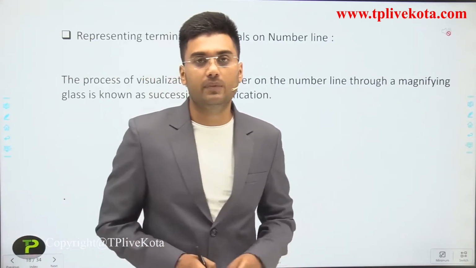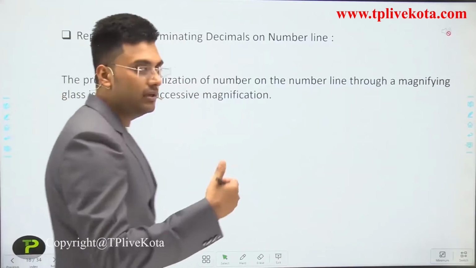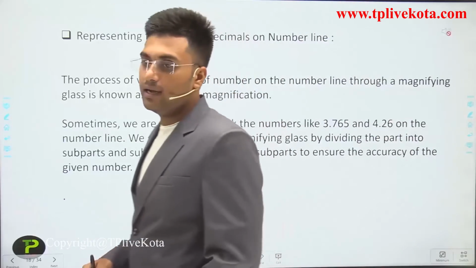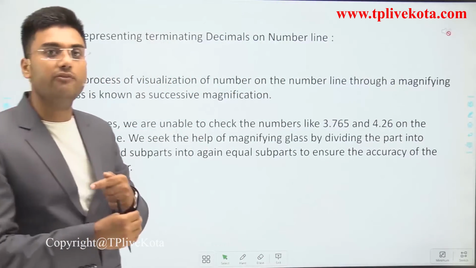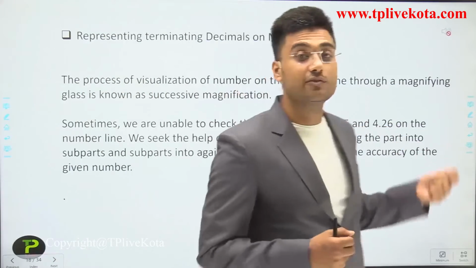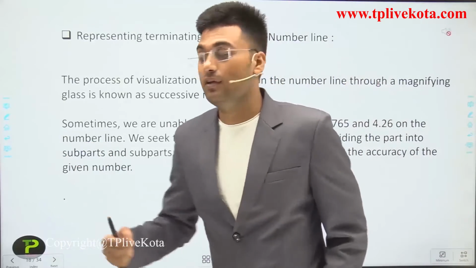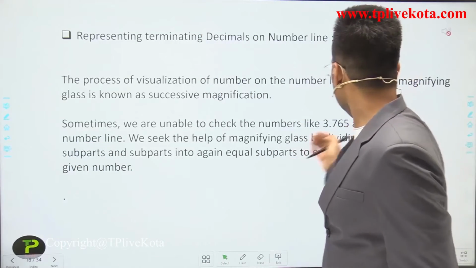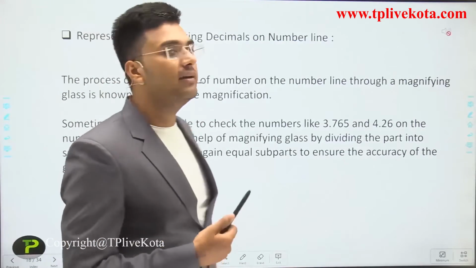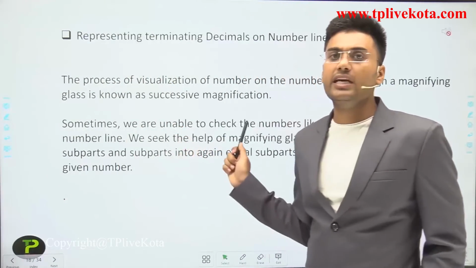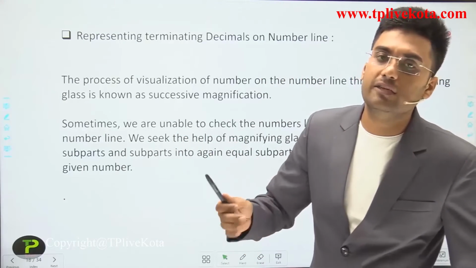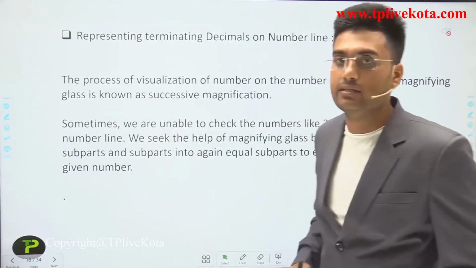For example, let's understand with the examples. First of all, why we use successive magnification: sometimes we are unable to check a number like 3.765 or 4.26 on the number line. Then we seek the help of a magnifying glass. For representing these types of numbers we have to use the magnifying glass. And what the magnifying glass concept is we will discuss in the next example.